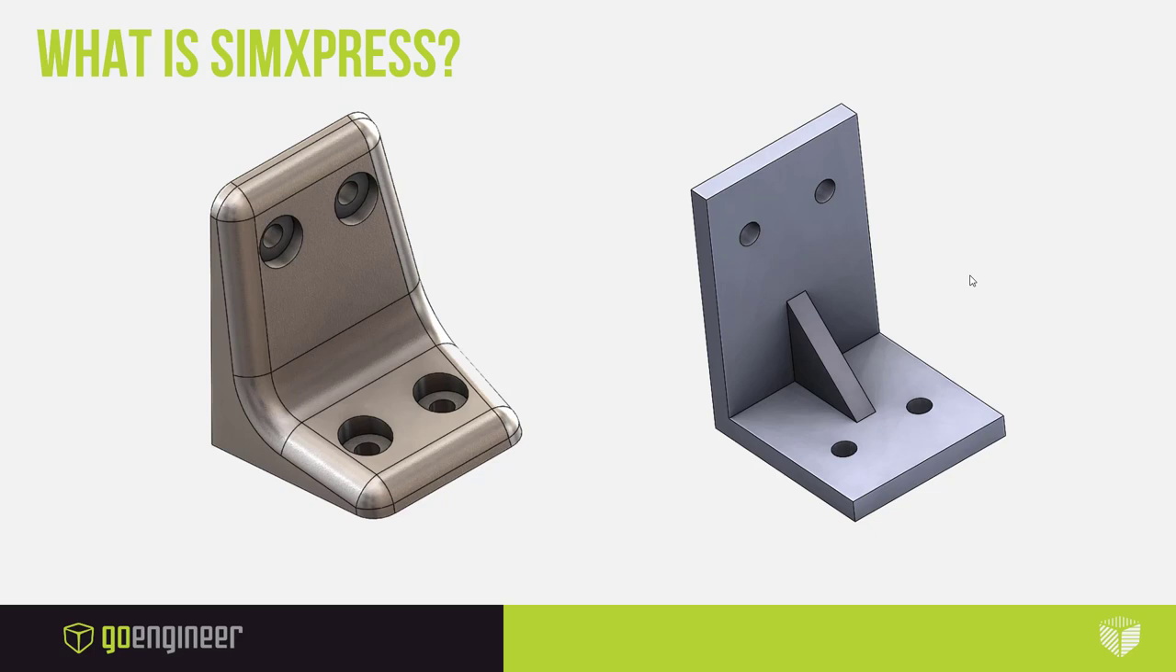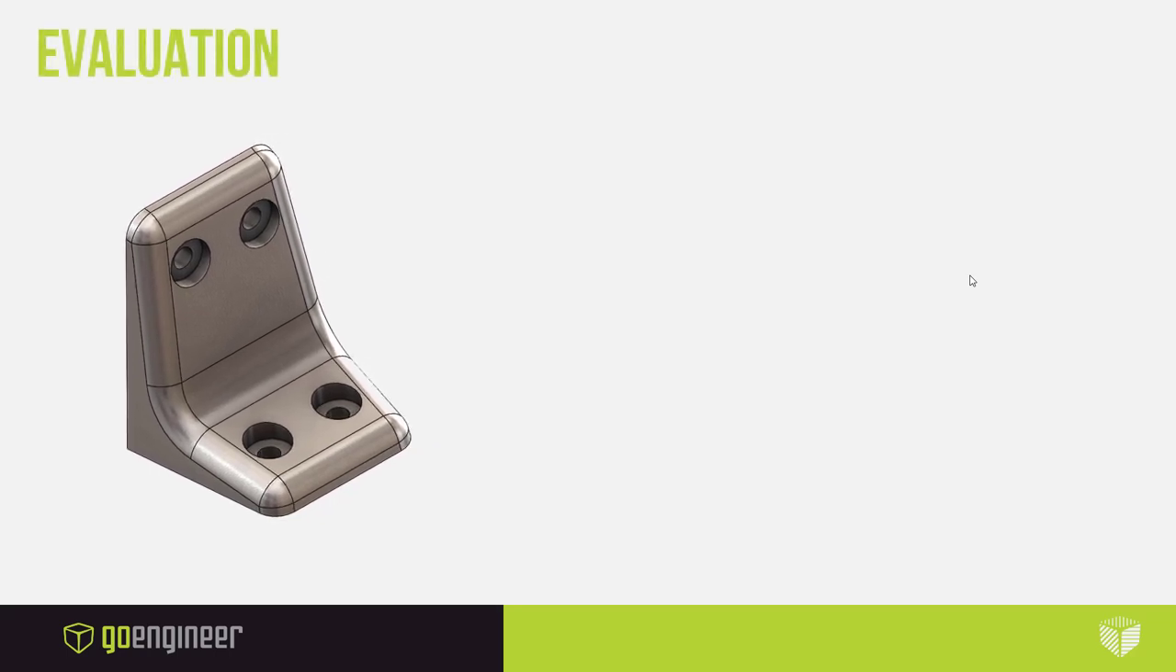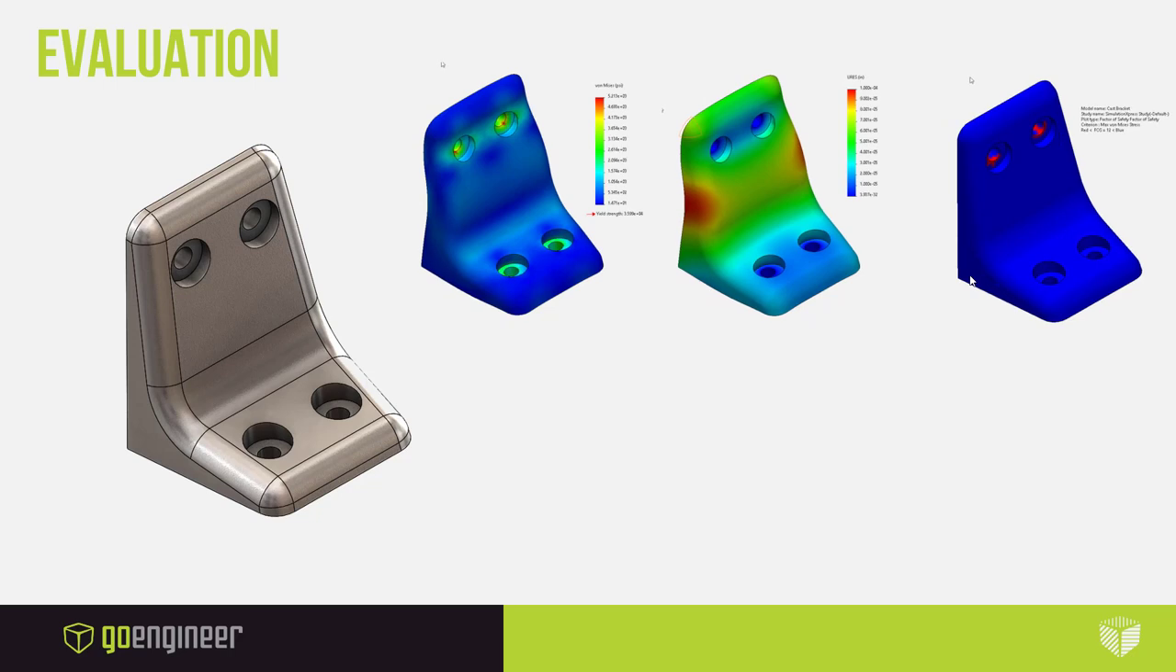So the biggest question here would be, well, what are the dimensions that you would need for this to be able to withstand the pressures and loads that the old angle bracket could? So how do we answer that question? That's where SimExpress comes in. So with SimExpress, you can very quickly, just within a few minutes, find out the performance of your part.